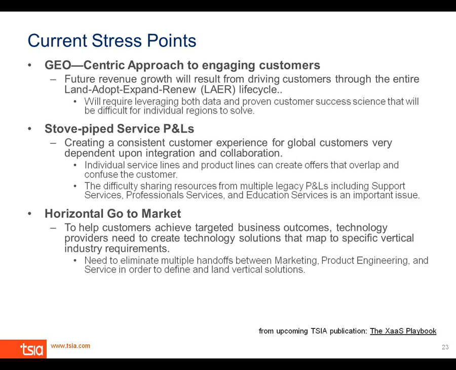The third stress point that we see is the reliance on horizontal go-to-market. The future is all about helping customers achieve their business outcomes, and there's going to be a need to address things vertically. So, in order to make these handoffs disappear, these organizations are really going to need to work together and look at it from a vertical perspective versus an organizational function perspective.